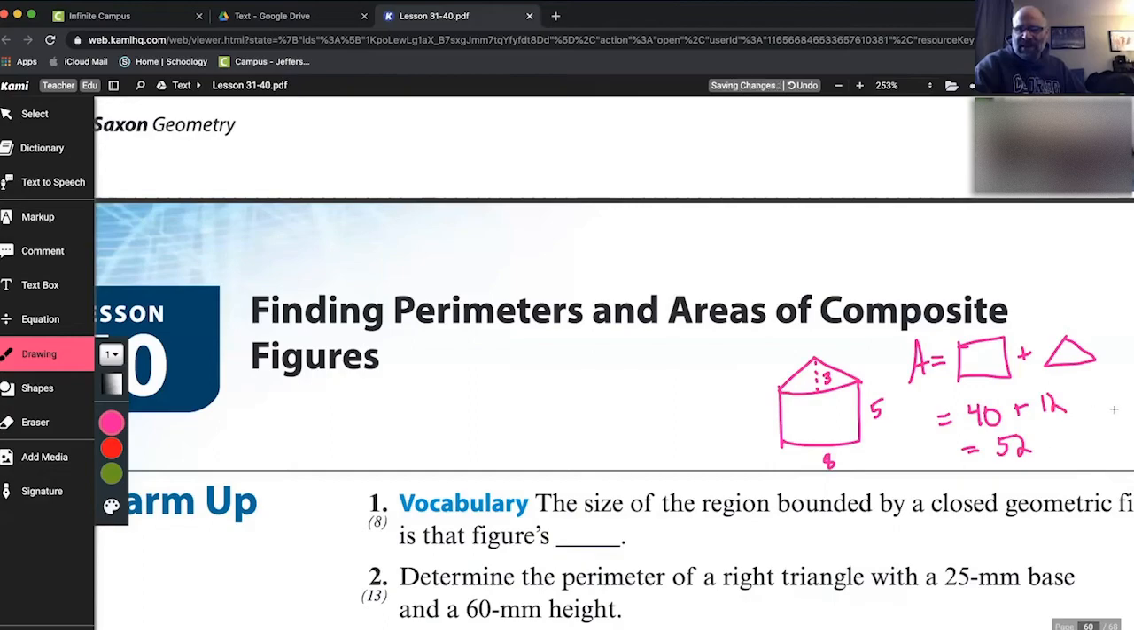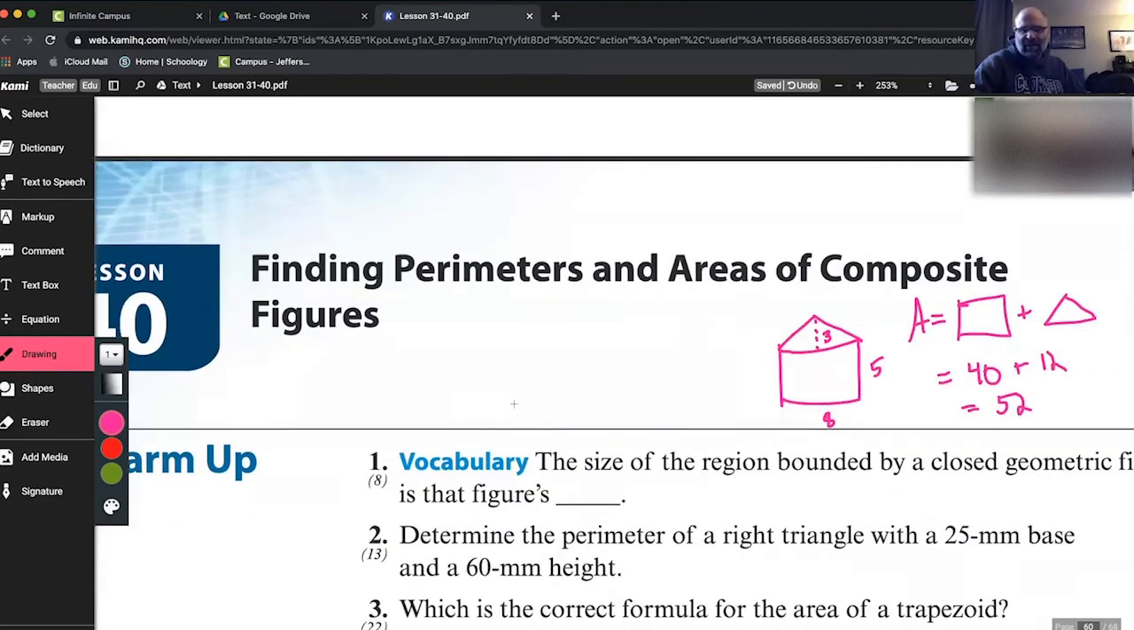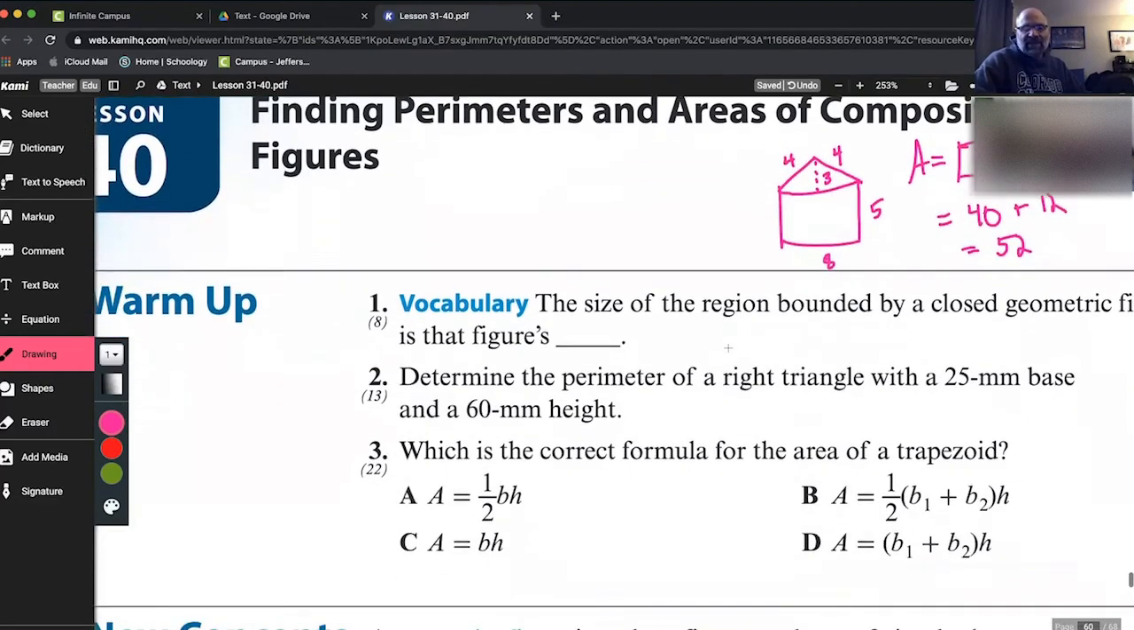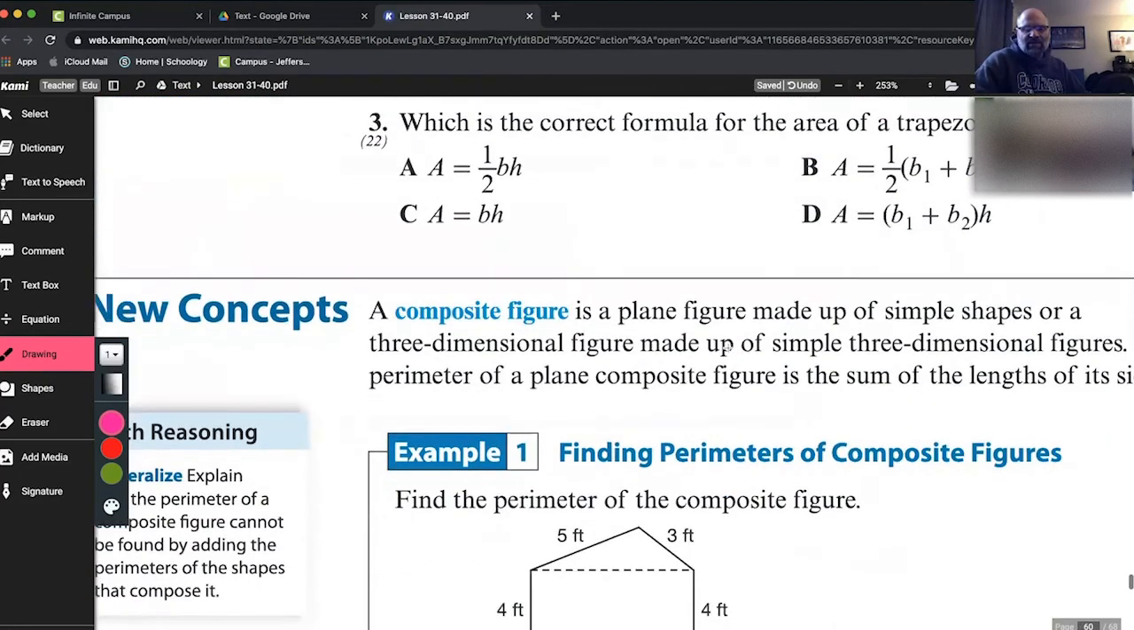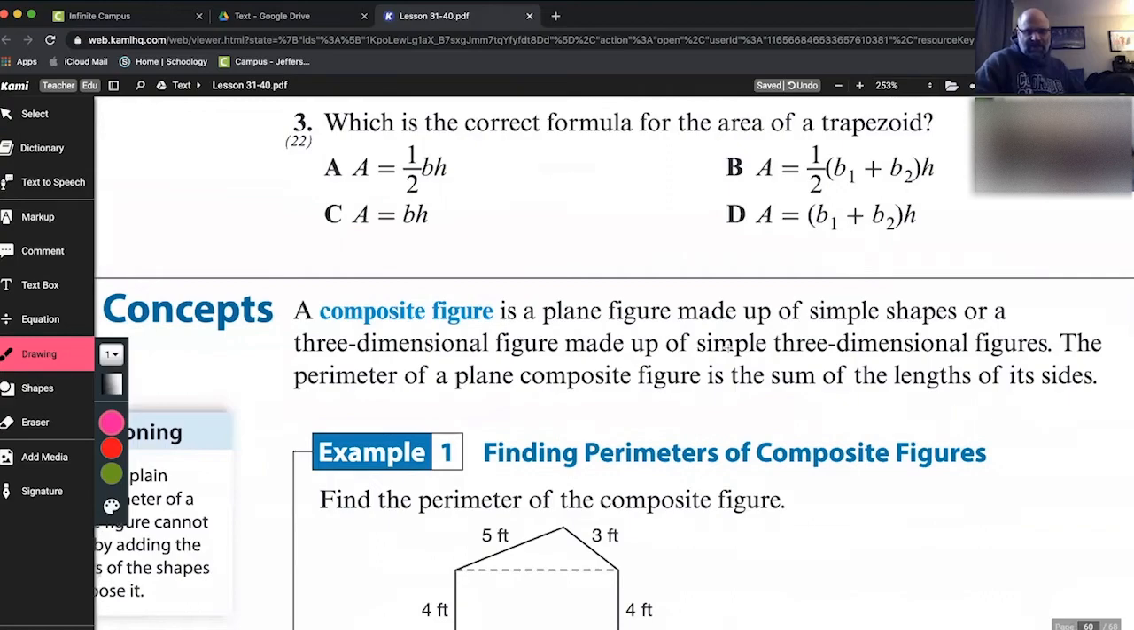Do you guys remember doing that in pre-algebra? Yes. All right, and you can do the same thing with perimeter. If there was a perimeter here, you can still find the perimeter, 8 plus 5 plus 4 plus 4 plus 5. You just go all the way around. Same thing. That's what we're doing today, but we're going to go a little deeper than we did in pre-algebra.